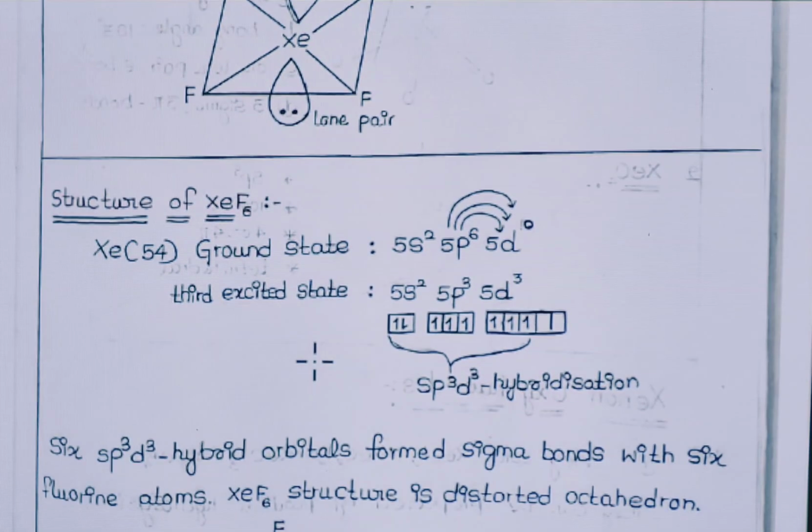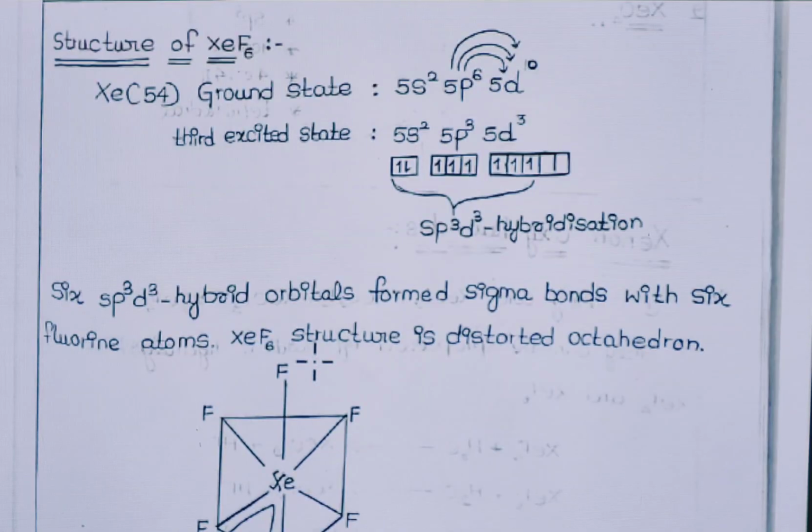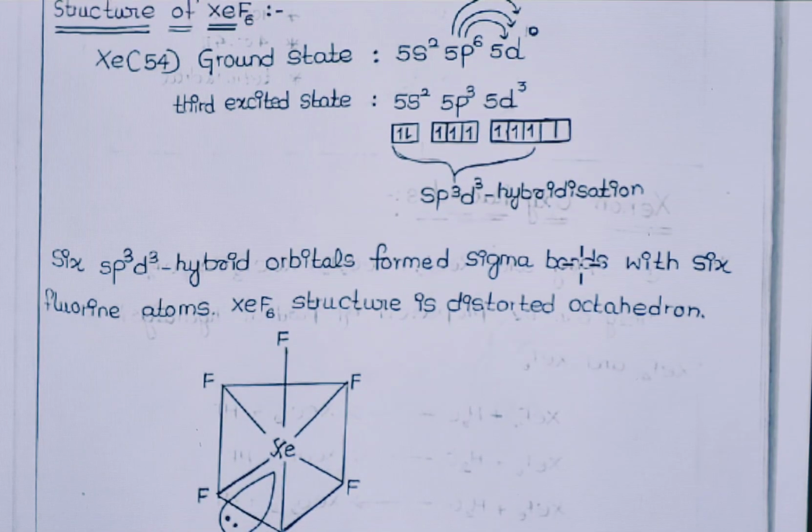The next one is the structure of xenon hexafluoride. Here the ground state is 5s2 5p6 5d0 as usual, then the third excited state. If you give some more energy to xenon, then 3 electrons jump from the 5p subshell into the 5d subshell. In the third excited state, we have 5s2, 5p3 and 5d3. So sp3d3 hybridization occurs at xenon in the third excited state. Therefore, 7 hybrid orbitals are formed.